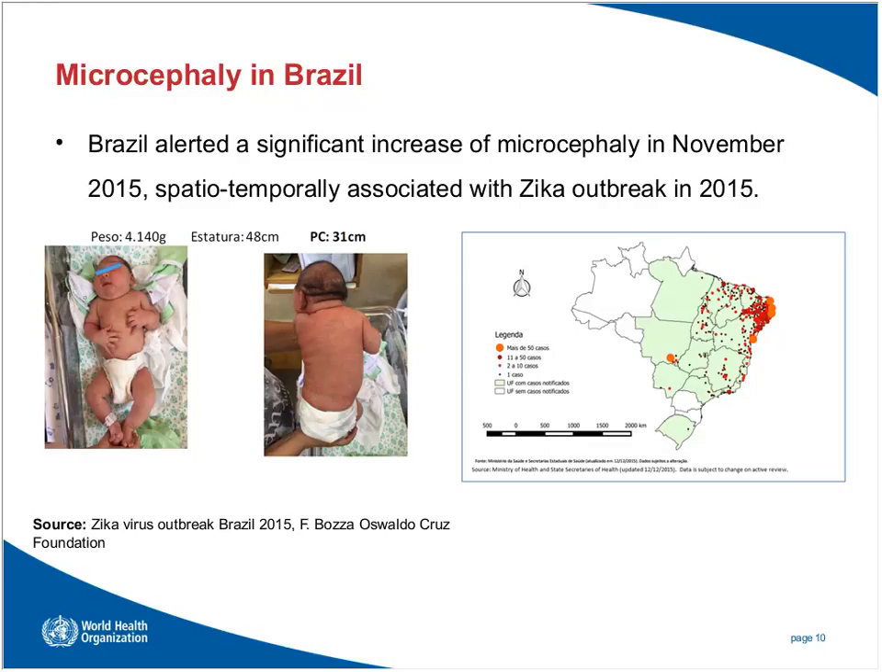I put a map of Brazil, and the dots are the number of cases of microcephaly. If you can notice, on the northeast part of the country, the cases are clustered right at an area called Pernambuco. On the left are two pictures of a baby that was born with microcephaly, which is basically a small circumference of the head.